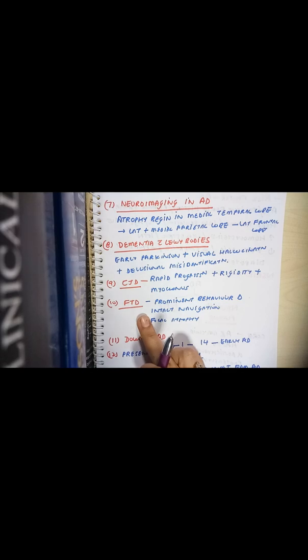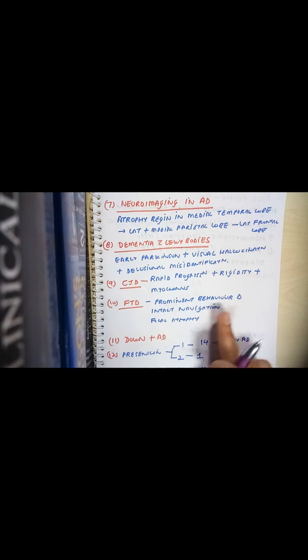And in frontotemporal dementia, which part of the brain is affected? Frontal and temporal. So in the history, instead of memory loss, the patient does not give a history of amnesia, there is no history of memory loss. The major history is prominent behavior change, with intact navigation. The patient has focal atrophy of the frontal and temporal lobes.